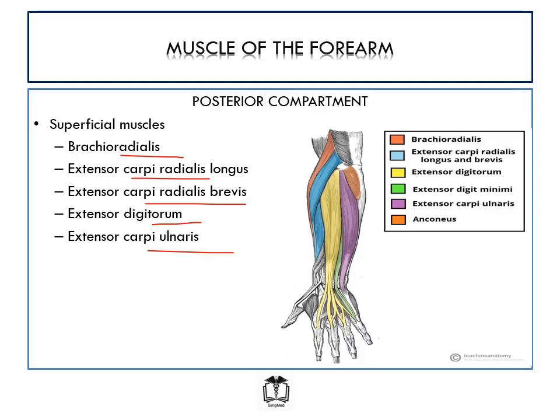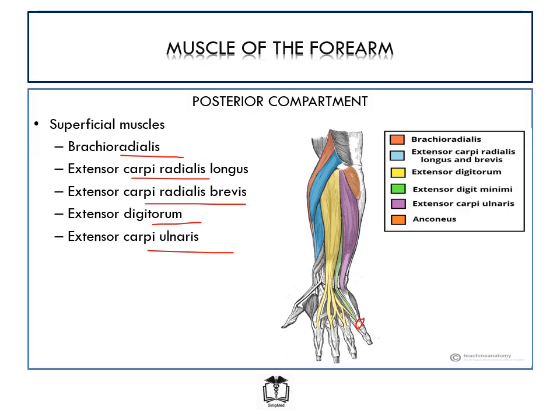The extensor carpi ulnaris also originates from the middle one-third of the posterior border of the ulnar bone. It inserts at the base of the fifth metacarpal bone. If you notice the extensor carpi ulnaris shown in purple, it starts all the way up here and inserts all the way at the base of the fifth metacarpal bone as shown here. So this is the insertion point of the extensor carpi ulnaris. It's innervated by the radial nerve and it's involved in the extension and adduction of the hand.